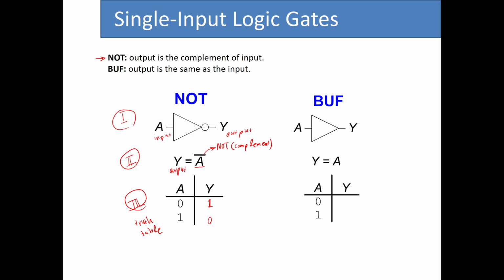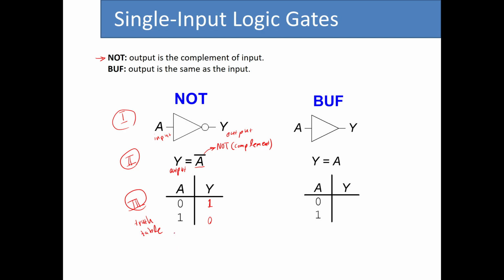Again, we are working with logic values, and logic values are either 0 or 1, or in other words, either true or false, right? So when something is not 0, it is 1. When something is not 1, it is 0. And that is basically the functionality of a NOT gate. Anytime its input is 0, its output is going to be 1, and anytime its input is 1, the output is going to be 0.